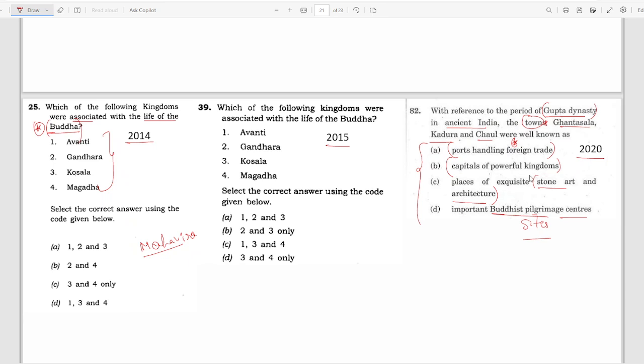So not just the answer for this question is important, but other things, like the things that are being hinted at or just indicating that you have to learn about the port cities, so port towns, capitals of the powerful kingdoms, places of exquisite stone art and architecture, and important Buddhist pilgrimage sites or centers. And these are the learnings from this particular question.